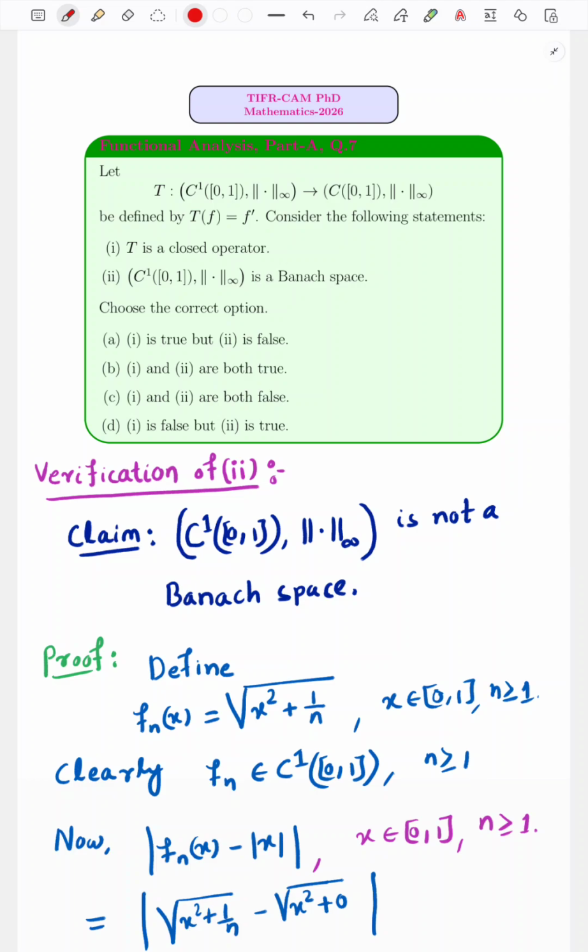In today's discussion, we discuss a question from the functional analysis part, and this question is asked in the TIFR CAM PhD Mathematics 2026 entrance exam. Okay. In this question, what is given?